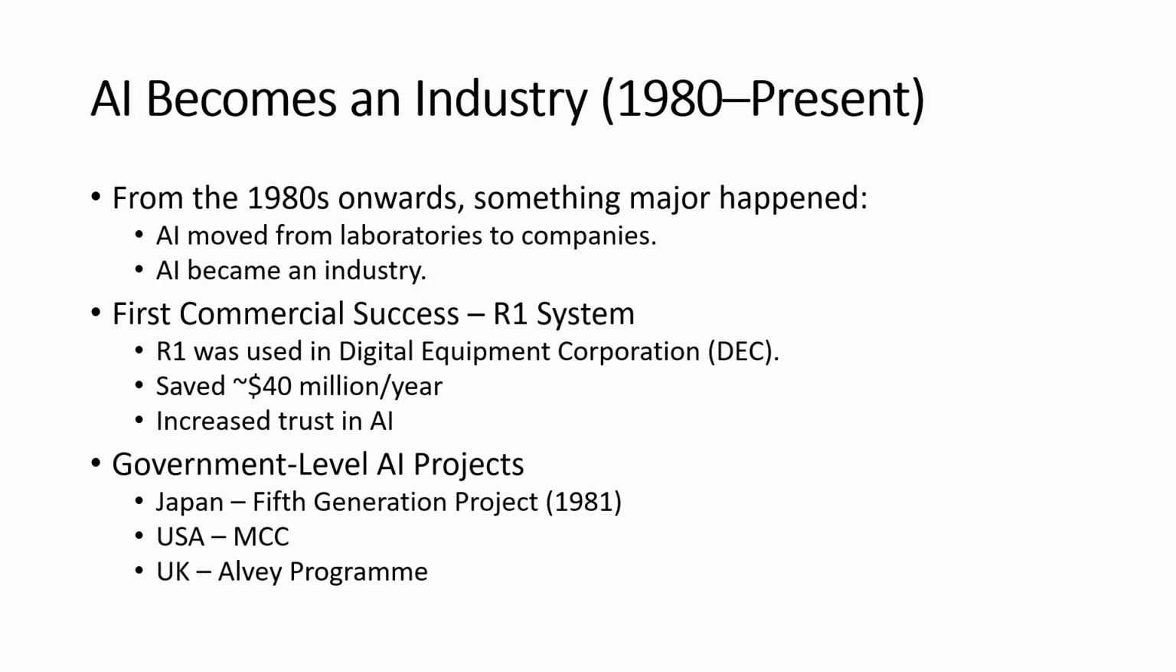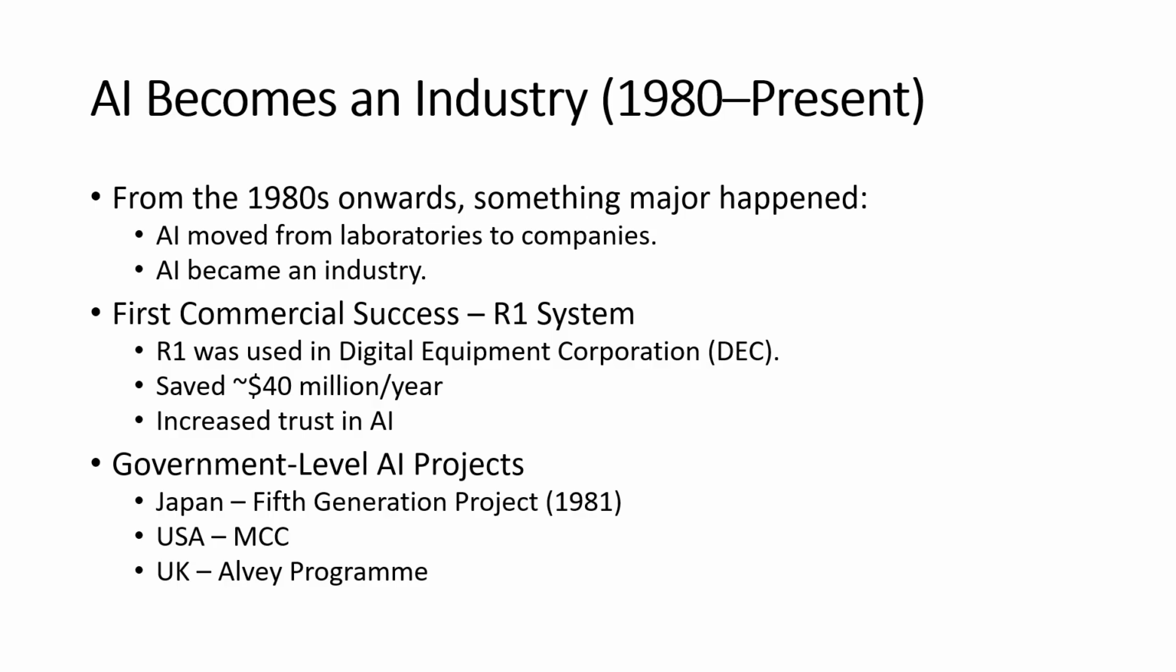Next is AI becomes an industry from 1980 onwards. From the 1980s onwards, something major happened. AI moved from laboratories to companies. That means till the 1970s, artificial intelligence was mainly a research topic in universities. From the 1980s, AI moved out of labs and entered companies. The first major success that proved AI can make money was the expert system called R1.